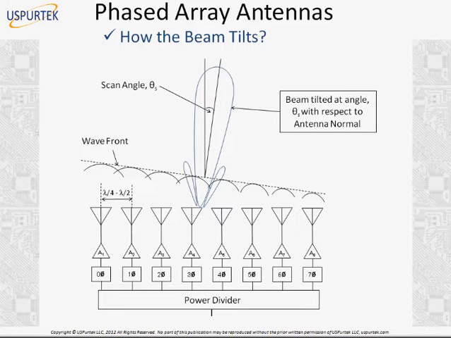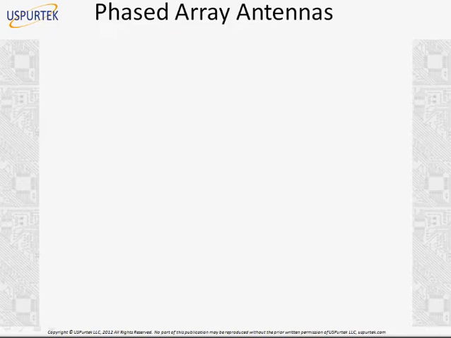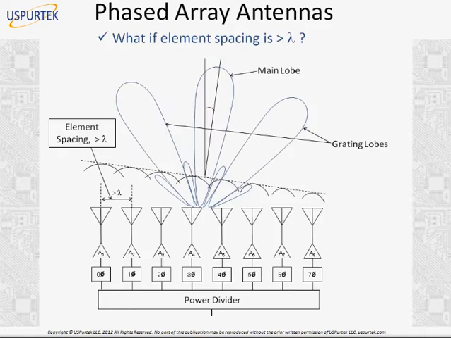If you make it the opposite way, like if you make the rightmost element 0 phi and the leftmost element 7 phi, the beam will tilt in the other direction. And depending on how much taper you have in the phase or amplitude, you will achieve the desired scan angle, theta s. Okay, so we just saw how the beam tilts.